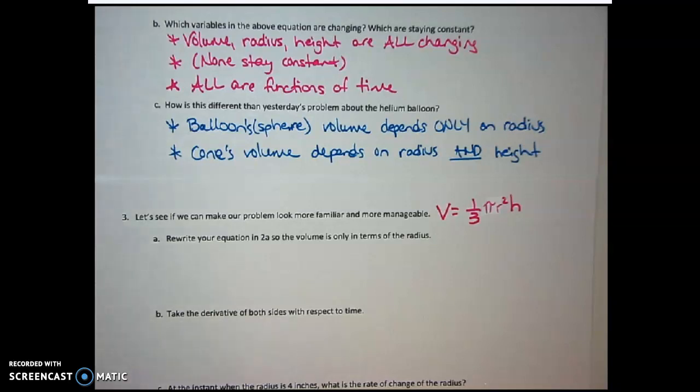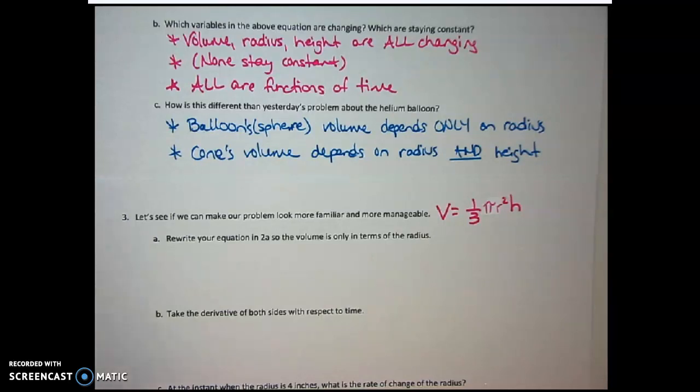Okay, so let's see if we can make our problem look a little bit more familiar and manageable. I've just rewritten the problem that we had back on the previous page from 2a. So now we're asked to rewrite our equation in 2a so that the volume is in terms of only the radius. It could have just as easily asked for the volume in terms of just the height, but we're going to rewrite this so it's in terms of just the radius.